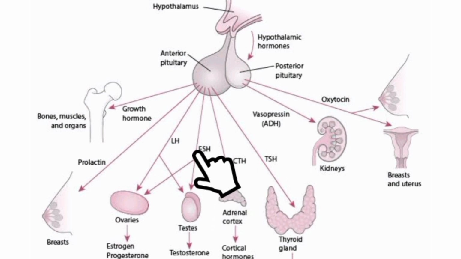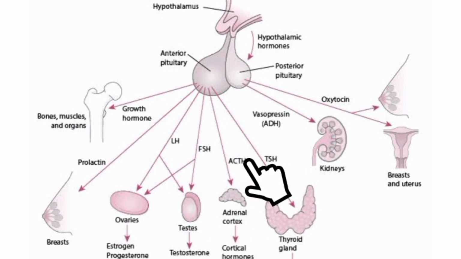Then follicle-stimulating hormone and luteinizing hormone also will affect the testes in the case of males, and this will also cause release of hormones, like from the ovaries, estrogen and progesterone, which have a role in development of the reproductive system and reproduction. Similarly, from the testis, testosterone can be released when these hormones, follicle-stimulating hormone and luteinizing hormone, act on these organs.